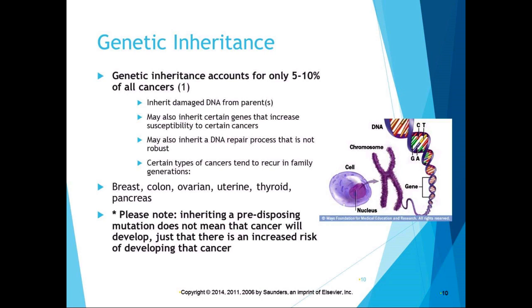It's really important to note that inheriting a predisposing mutation does not mean that you will get cancer. It just means that you're at an increased risk for developing cancer. Just because you have the genetic inheritance, that's just one factor, and it doesn't necessarily mean that you're going to develop cancer.